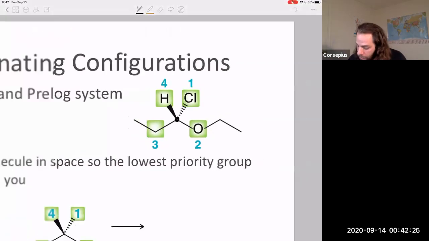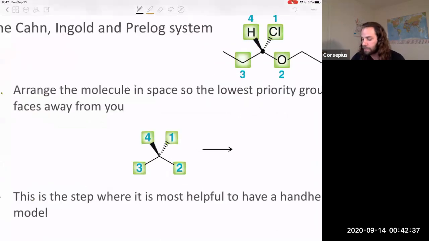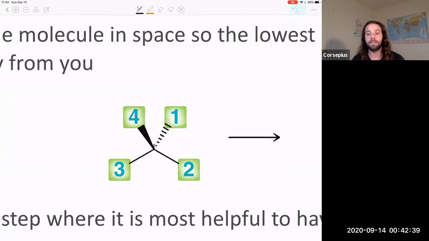Okay. The next step is you have to arrange these 4 groups spatially such that the lowest priority group, number 4, is pointed into the page. So it's exactly backwards here as it's drawn. So I'm going to have to take this molecule and rotate it. You can get quite good at it with some practice. But the first time around, you really want to have your model kit and be doing this. Okay? It makes things a lot easier.